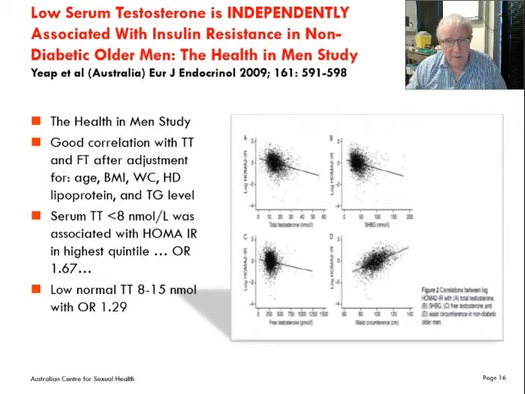The Australian Health in Men study demonstrates that men with a total testosterone of less than 8 nanomoles per litre have an increased risk of type 2 diabetes in the highest quintile with an odds ratio for insulin resistance of 1.67. Furthermore, and perhaps of even more concern, is the observation that the same study demonstrated that men with normal low testosterone in the range of 8 to 15 nanomoles per litre also have an increased risk of insulin resistance with an odds ratio of 1.29.